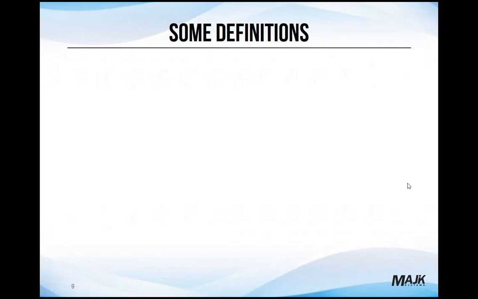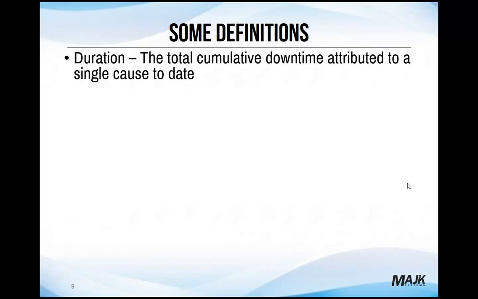But first, we're going to go through a few short definitions to ensure that we are all on the same page. Duration. When I'm referring to duration, I'm generally talking about the total duration for a particular fault over time, essentially the sum of all those faults that have occurred within a given time period, whether it be 6 months, 12 months, or simply 1 day.